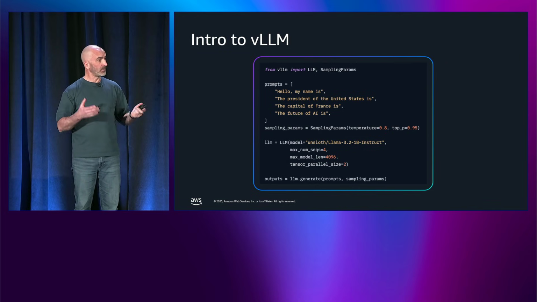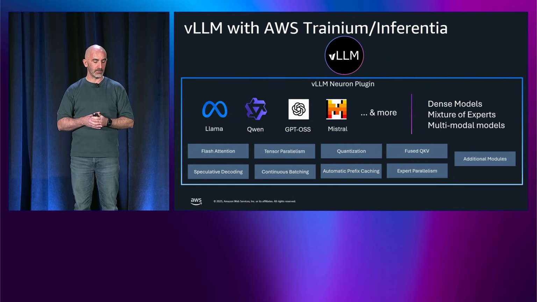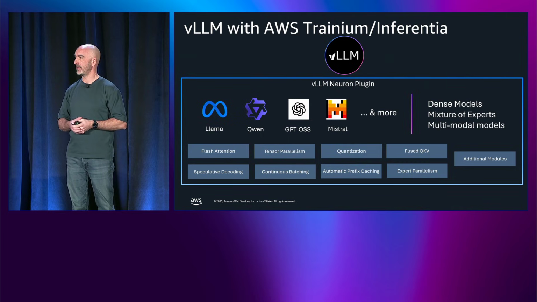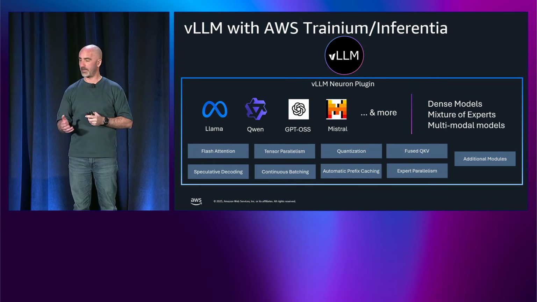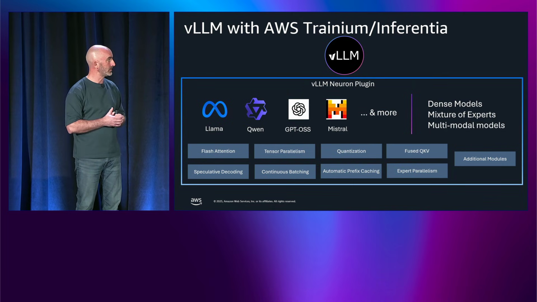So vLLM is fully integrated with AWS Trainium and Inferentia, and this is done via the vLLM Neuron plugin. So we have support for some of the most popular open weight models: Llama, Qwen, GPT-OSS, and Mistral.